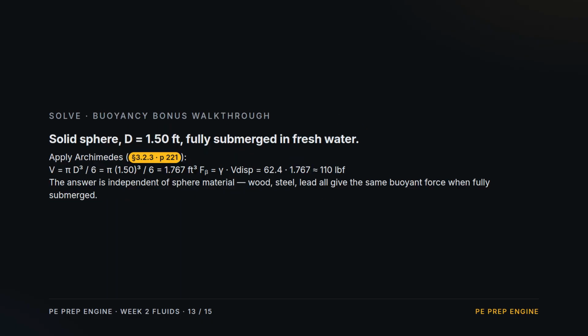Buoyancy walkthrough. Sphere 1.5 feet in diameter, fully submerged in fresh water. Volume is pi times d cubed over 6. Buoyancy force equals specific weight times displaced volume, about 110 pounds force. The material never enters, only displaced volume and the fluid's specific weight matter.